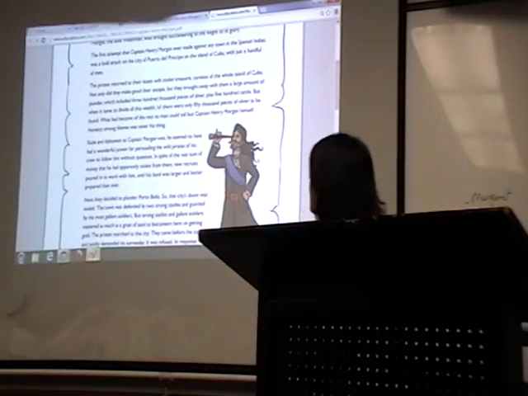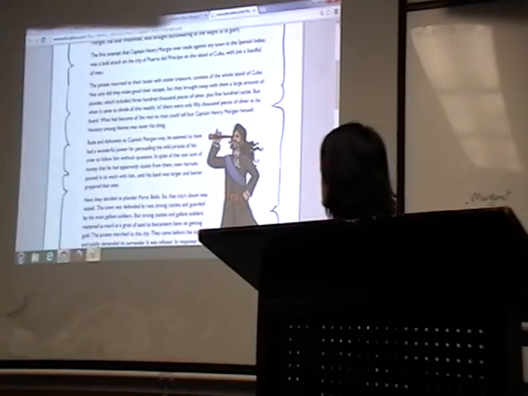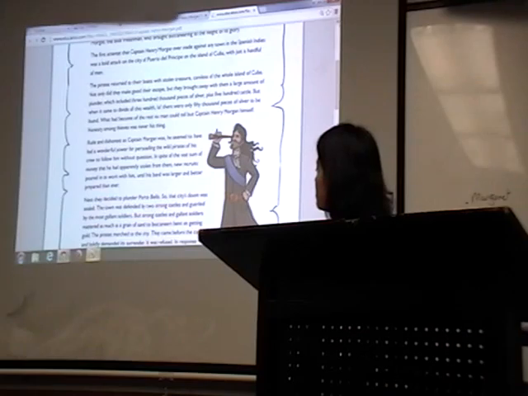Rude and dishonest as Captain Morgan was, he seemed to have had a wonderful power for persuading the wild pirates of his crew to follow him without question, in spite of the vast sum of money that he had apparently stolen from them. New recruits poured in to work with him until his band was larger and better prepared than ever.